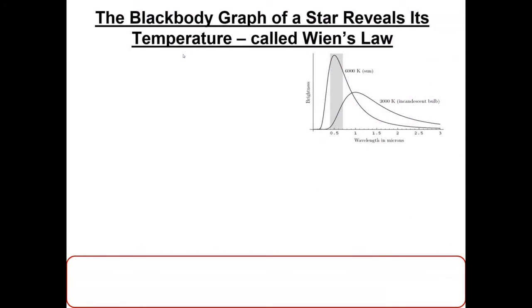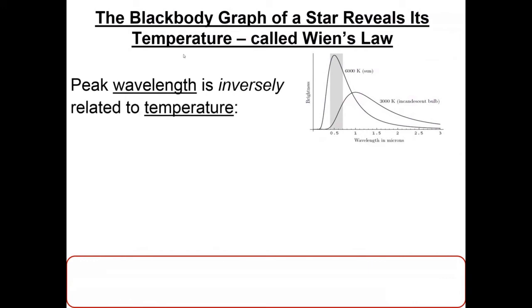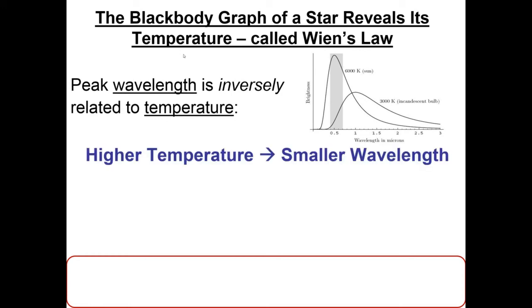So what I've been telling you again and again is that a hotter star will have a smaller peak wavelength. That has got a name. That is called Wien's law, all right? And it has an equation as well. So peak wavelength is inversely related to temperature. The bigger the peak wavelength, the lower the temperature. The lower the temperature, the bigger the peak wavelength. Or the hotter the temperature, the lower the peak wavelength. Either way, they're inversely related.